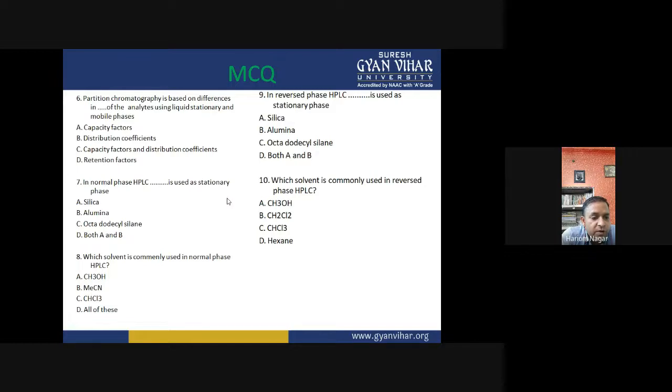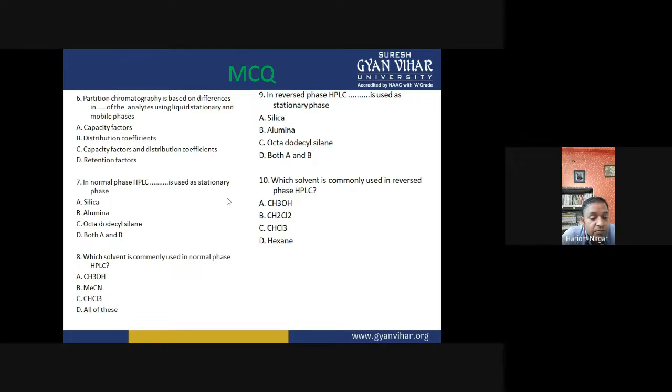Question number 7: in normal phase HPLC, the blank is used as a stationary phase. In normal phase HPLC, a polar stationary phase is used. So which is polar? Silica, alumina, octadecyl silane, or both A and B. Silica and alumina both are polar stationary phases, so these are used in normal phase HPLC.